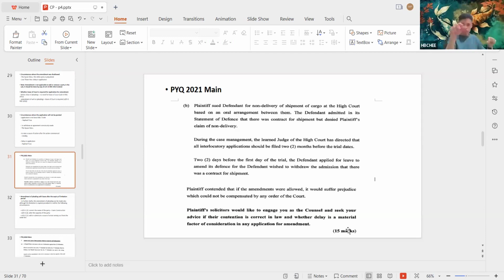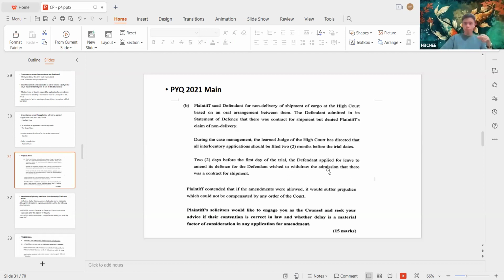Okay, now when it comes to this question, we have to see whether leave of court is required. Now you see, 2 days before the first day of trial, this is the main point. Because the main point is 2 days before the trial means what? Close of pleadings already. When it comes to close of pleadings, leave of court is required. Order 20 rule 5. Now we have to see whether the amendment is allowed or not.